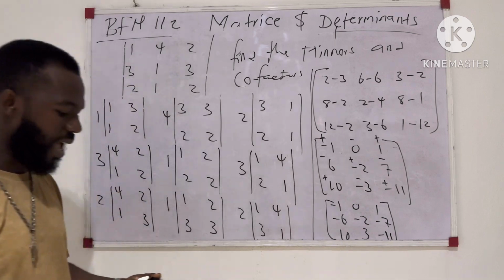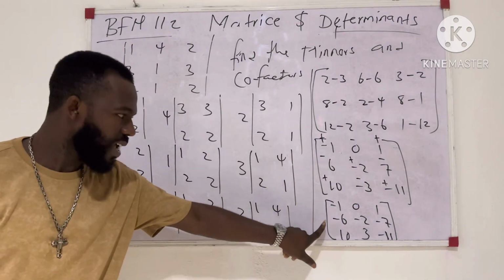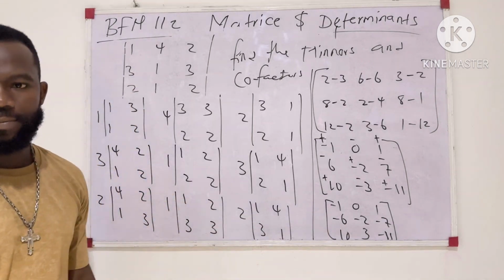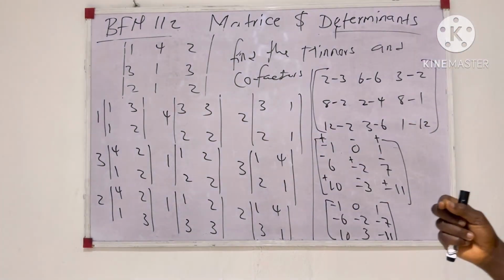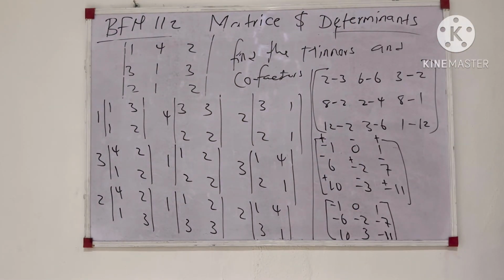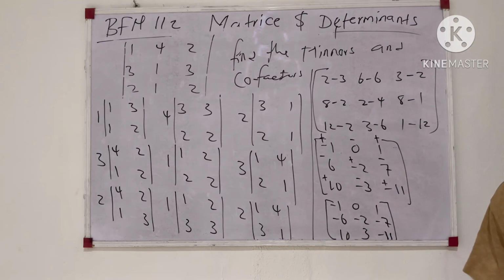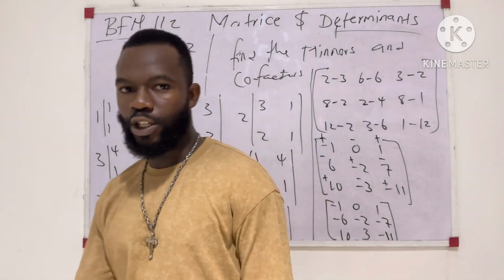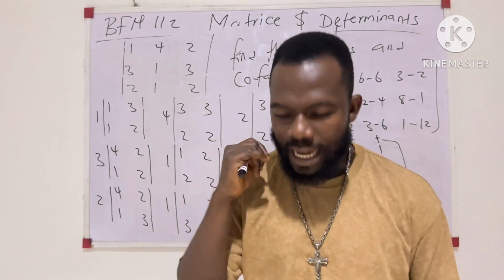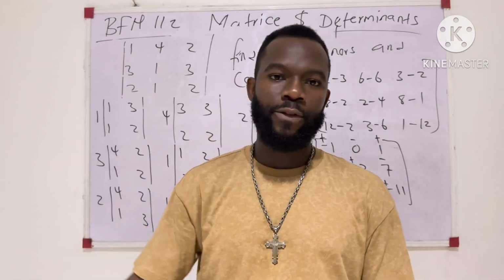This becomes our cofactor. So you see, for us to get the cofactor, you need to first get the minor. Because after you've gotten your minor, you have assigned the signs, then you've got your cofactor. So in class, we have come to the end of today's video, which has to do with determinants of matrices and also looking for the minors and cofactors of a given matrix.